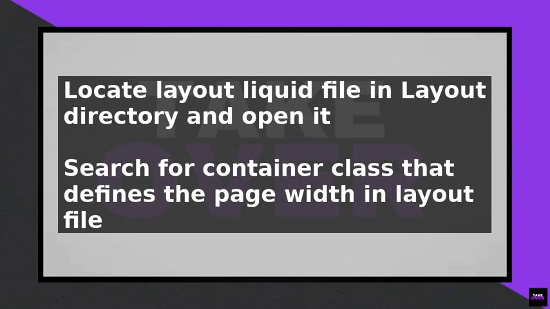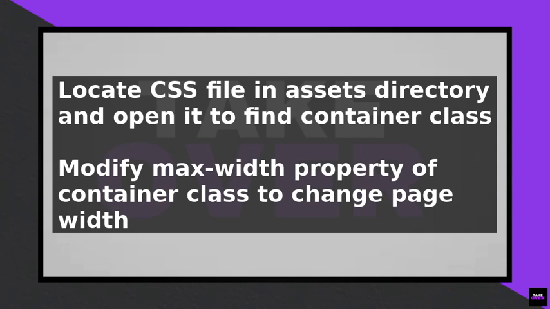To change the page width, modify the max width property of the container class. For example, to set the page width to 1200 pixels, update the max width property to 1200px. Make sure to add the important keyword after the value to override any existing styles.